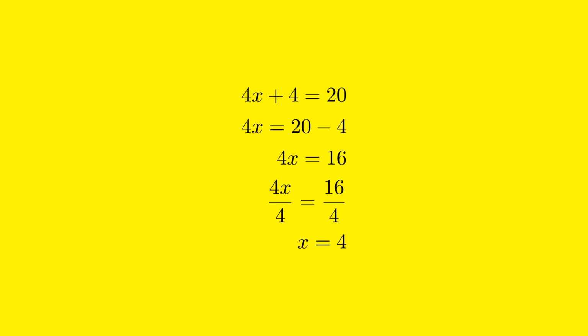On the left side, when we divide 4x by 4, the 4's cancel each other out, leaving us with just x. On the right side, when we divide 16 by 4, we get 4. So after performing this division operation on both sides, the new equation reads x equals 4. To summarize, by dividing both sides by 4, we've successfully isolated the variable x and found that x equals 4. This step is the final step in solving the equation. Great job!